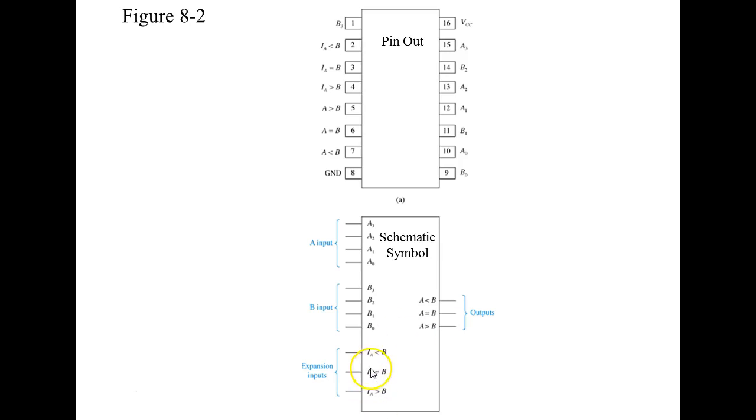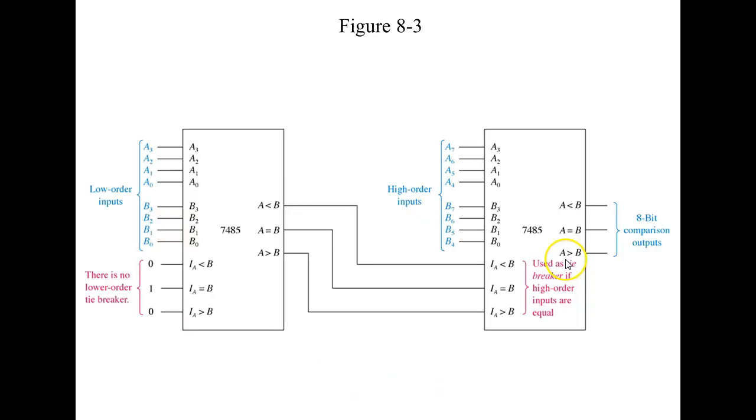And then we've got this expansion right here. Notice this says input A is less than B. This says input A is equal to B. And this says input A is greater than B. So what we can do with this guy is we can string them together. So I can take the output of one and do what? Feed it into an input of another.